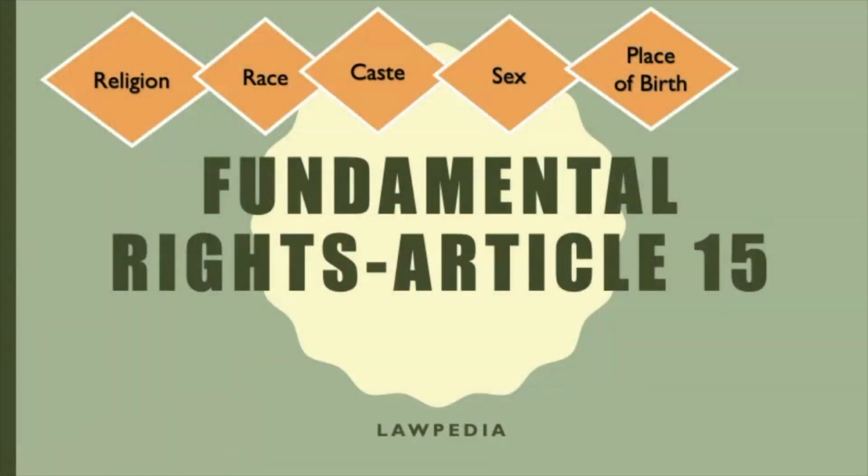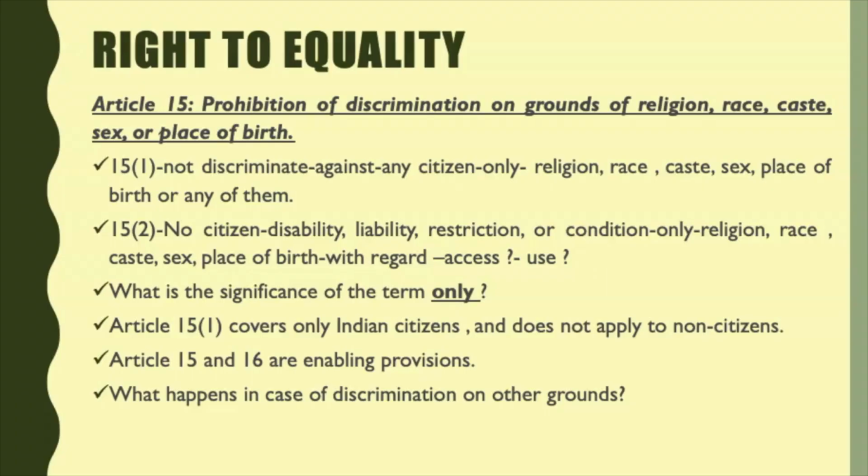So we'll be starting with Article 15 and these are the broad grounds on which discrimination is prohibited. Your Article 15 reads as Prohibition of discrimination on grounds of religion, race, caste, sex or place of birth. जब आप Article 15 पढ़ेंगे, you will realize that the article is divided into 6 clauses. In this particular slide, we'll be taking up clause 1, 2 and some of the basics of the Article 15.